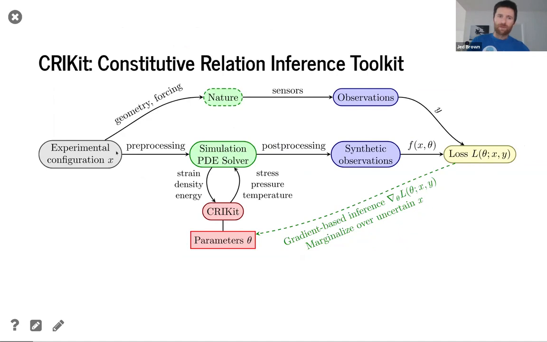And the setup here is we have some experimental configurations, and there are natural observations. So this could be experiments in a lab. It could be satellite measurements of the Earth. But nature is doing something. We have some kinds of observations that we can make of that natural system. And then we want to replicate that process in computation.